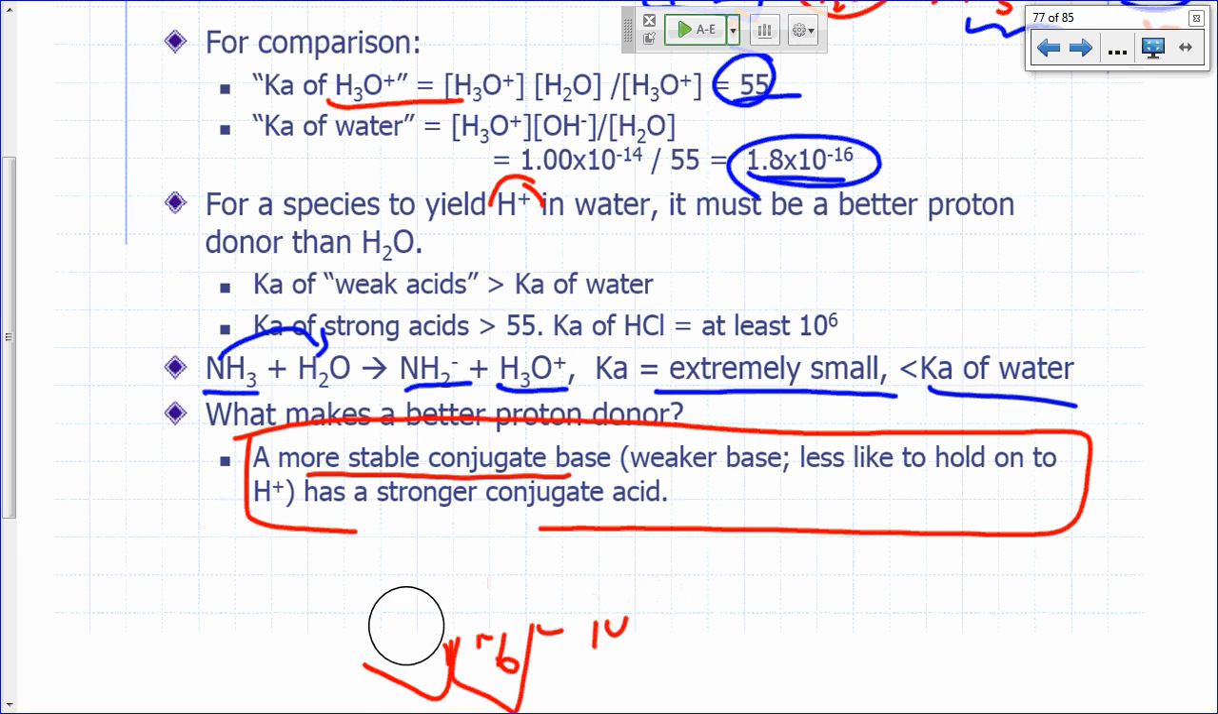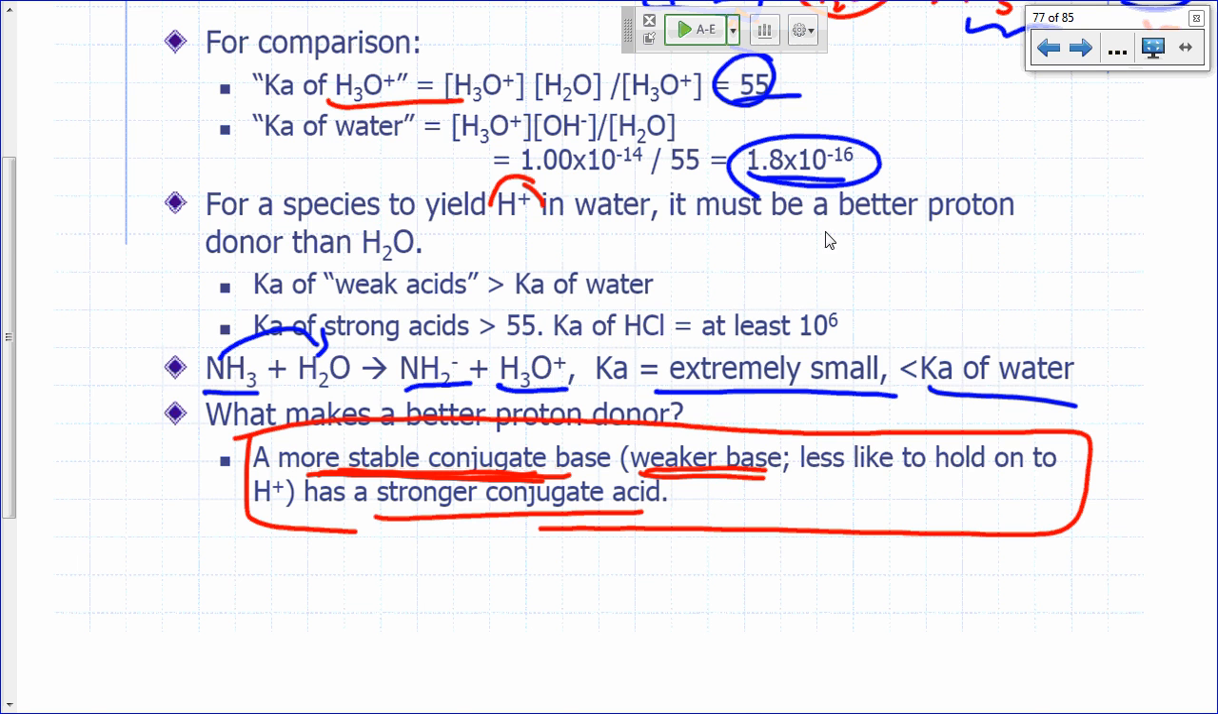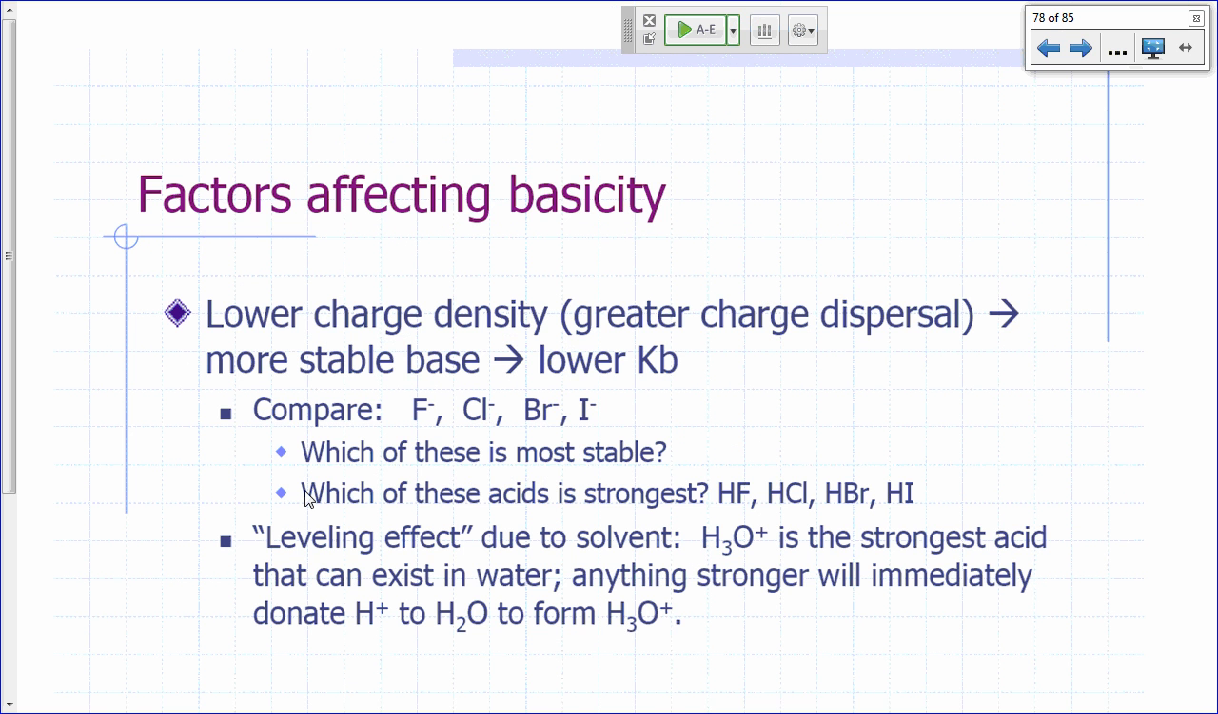Okay. In general, if you can look at the structure of your conjugate base and see that it is more stable, the more stable your conjugate base is, the weaker that base is. What that means is it's less likely to hold on to a proton. It would rather be by itself. It has a greater tendency of just being by itself because it's more stable. So it has a lesser tendency to accept a proton. Okay? So a more stable conjugate base is a weaker base. It will have a stronger conjugate acid. Okay. So let's take a look at an example.